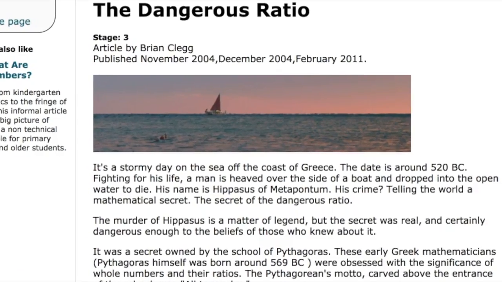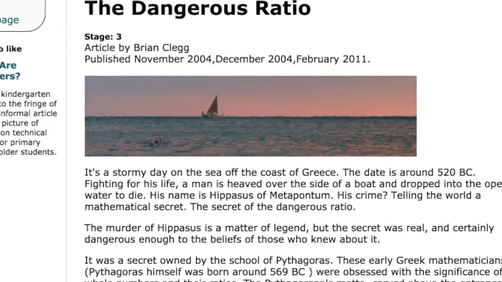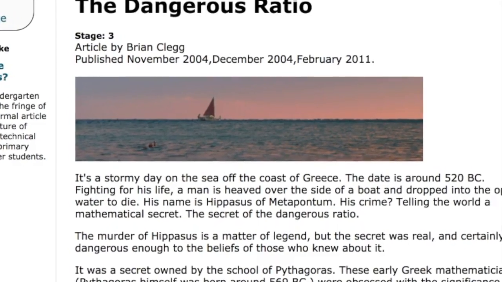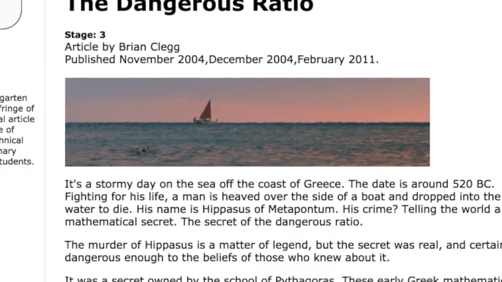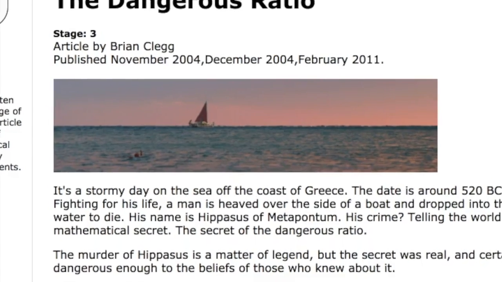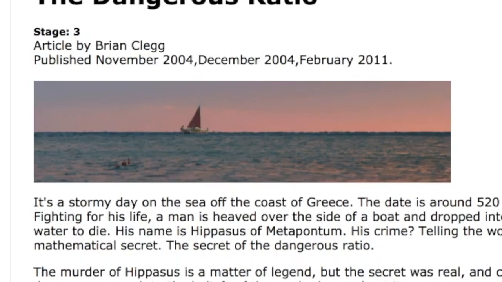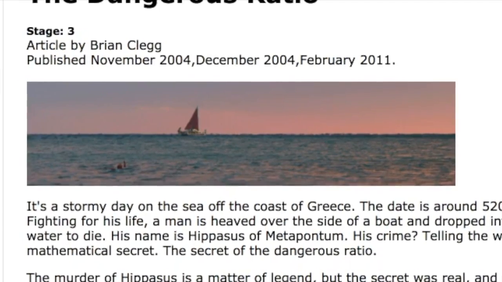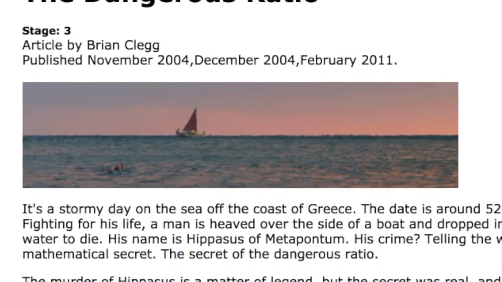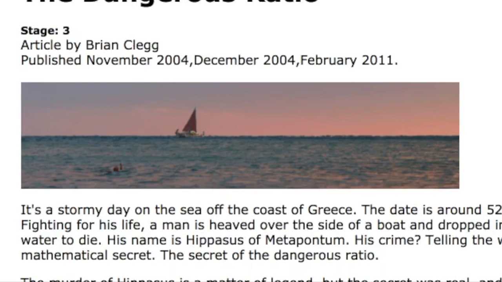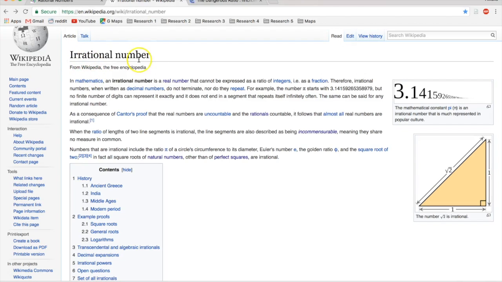The problem is Pythagoras' theorem, a squared plus b squared equals c squared, gives you an irrational result every single time, unless what you're taking a square root of is a perfect square. That's the only time you get a rational number. Any other time, it gives you an irrational result. Let's reread that sentence from Irrational Number on Wikipedia, where it says, in fact, all square roots of natural numbers, other than perfect squares, are irrational.